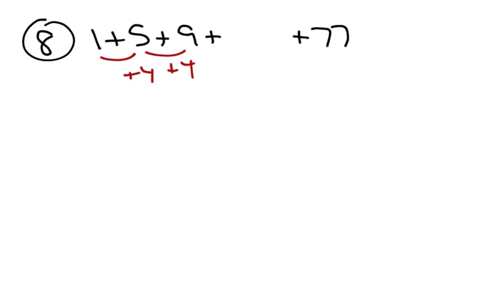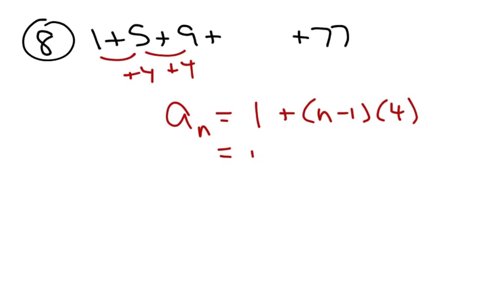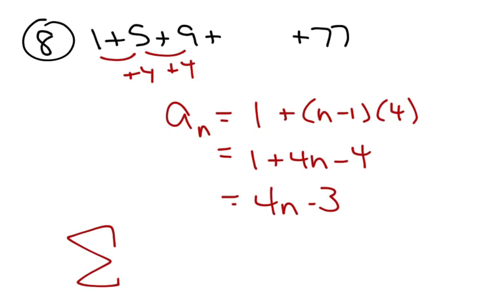So if it's arithmetic, I need to first find the expression to represent the nth term, so I can write it next to sigma. So a sub n is equal to the first term plus n minus 1 times the common difference, which we just found out is 4. 1 plus 4n minus 4 is 4n minus 3. So sigma 4n minus 3, and we're going to start with n as 1.